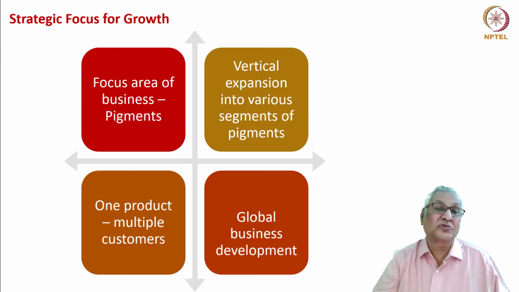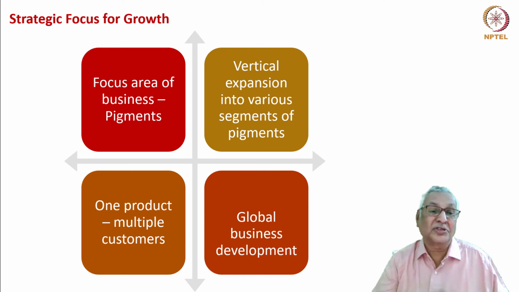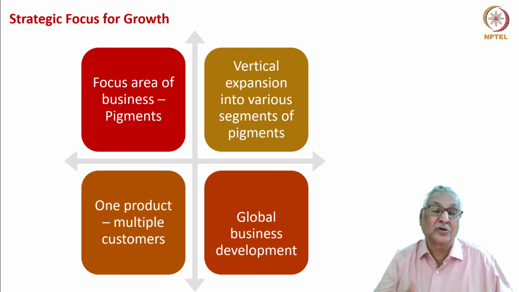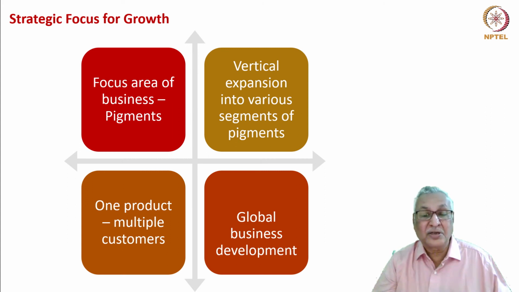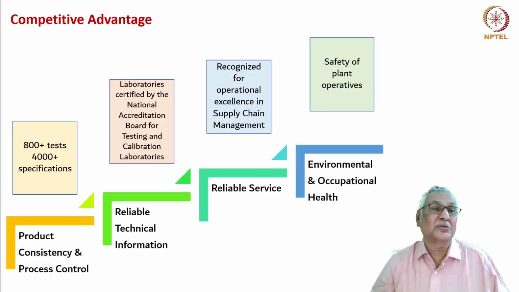The strategic focus for growth is in terms of the focus area of business, pigments, that is the core. But the company also must integrate itself vertically into various segments of the pigment business so that its product position is unassailable and the core is defended and grown, but a new core is brought in through these emerging pigments. Every product must serve multiple customers and there must be global business development. That is the strategic focus for growth of this company.